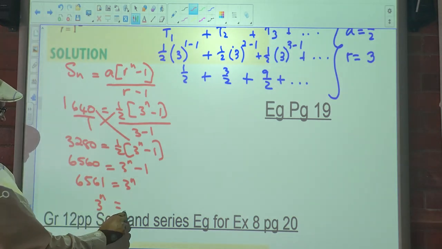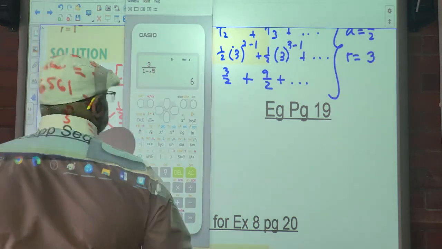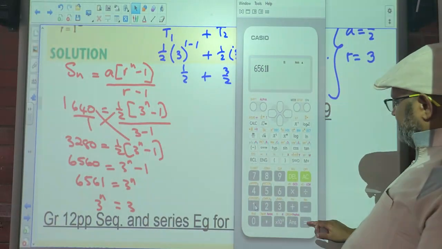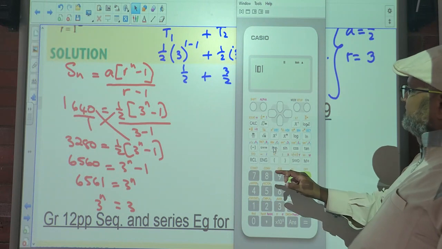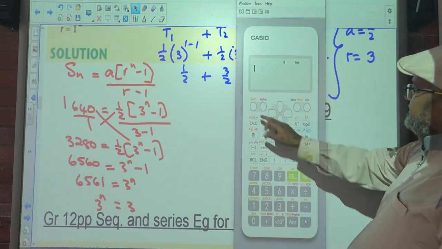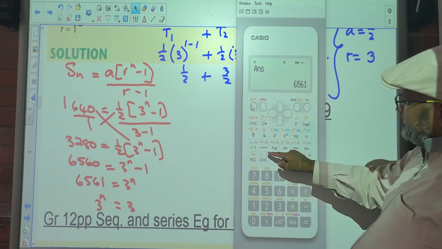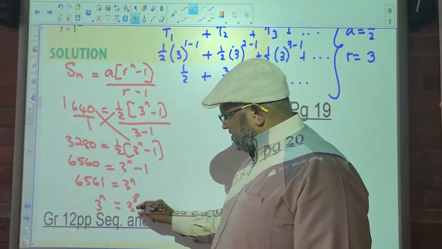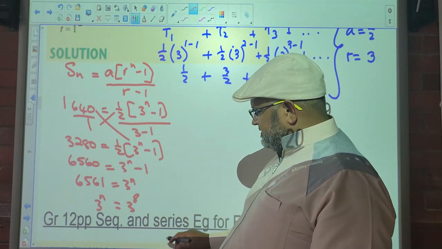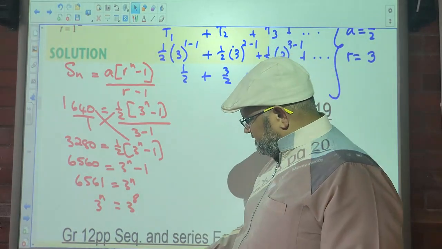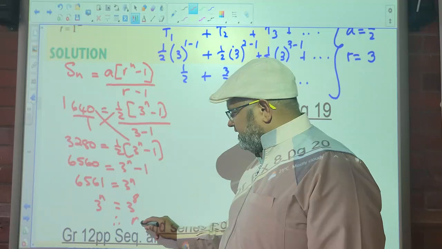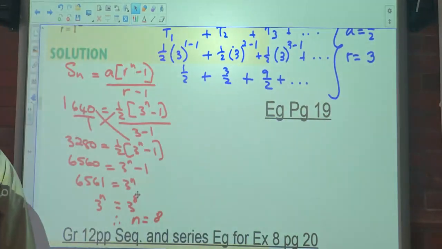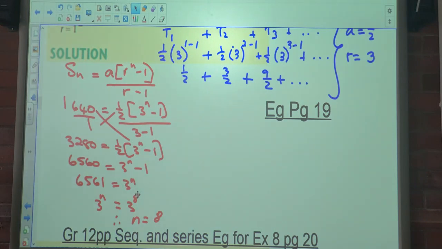So I'm sure that number can be written as 3 to some exponent. Okay, so 6561, factorize, is 3 to the 8. So what does that mean? That means to say, therefore, n is equal to 8. There are 8 terms in the series. Okay.